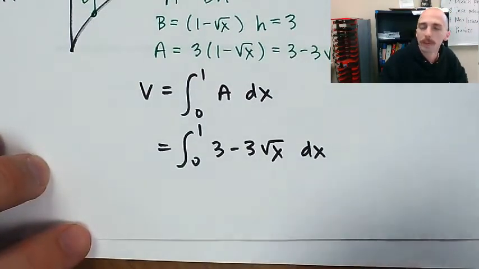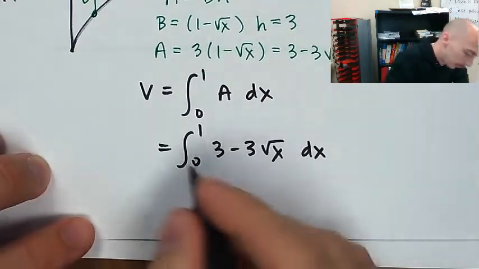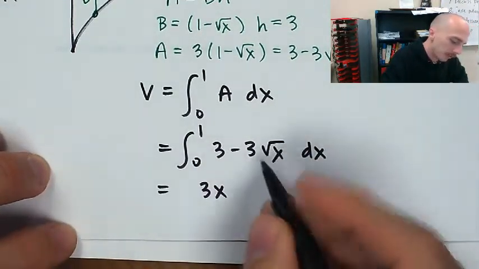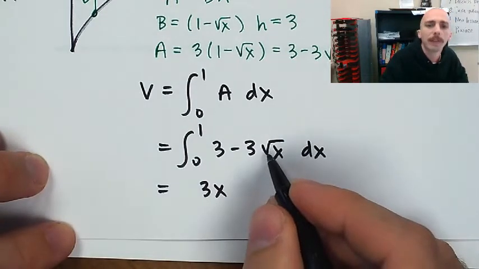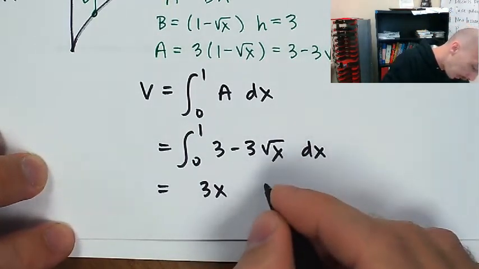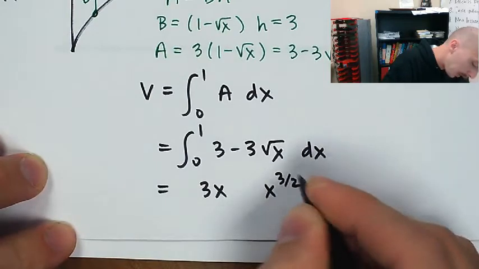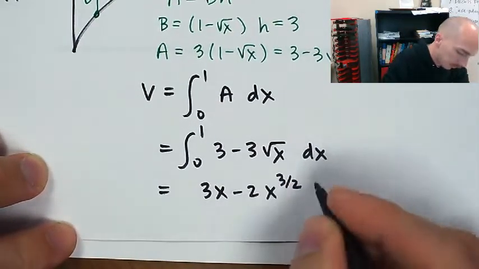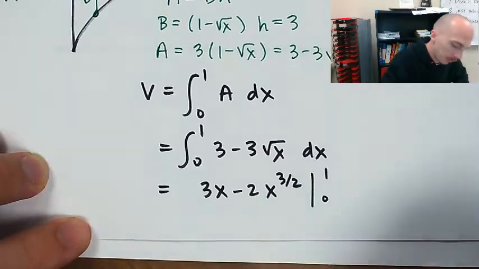I think this one is one that I'm going to be able to do by hand because it looks like it'll be quick. So this will be 3x, that antiderivative, and the antiderivative of 3 times x to the 1/2, I'm going to add 1 to the power. So it'll become x to the 3/2. And I will divide by the new power, which is like multiplying by 2/3, so I'll end up with a -2 there. And I'll let x run from 0 to 1.